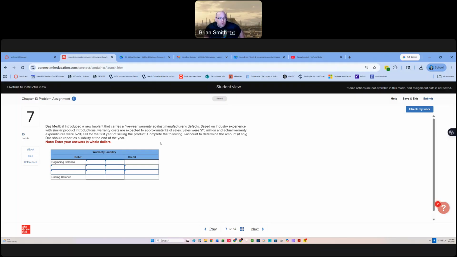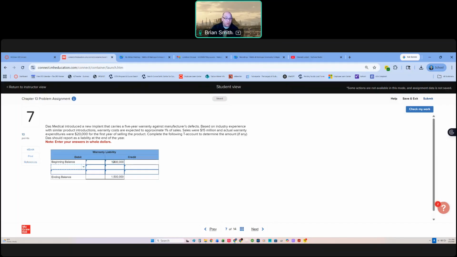Das Medical introduced a new implant that carries a 5-year warranty against manufacturer's defects. God, I hope so if this is an implant. Based on industry experience with similar product introductions, warranty costs are expected to approximate 1% of sales. Sales were 15 million, actual warranty expenditures were 20,000. For the first year of the product, complete the T account and determine if any amount should be reported as a liability at the end of the year. All right, well, 1% of 15 million is going to be 1.5 million. That's our beginning balance.